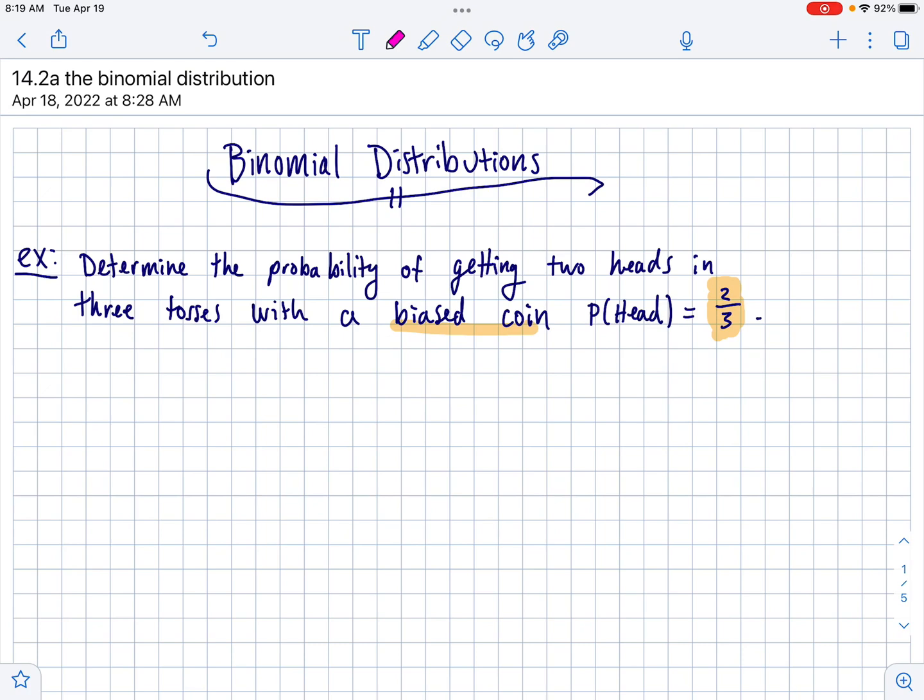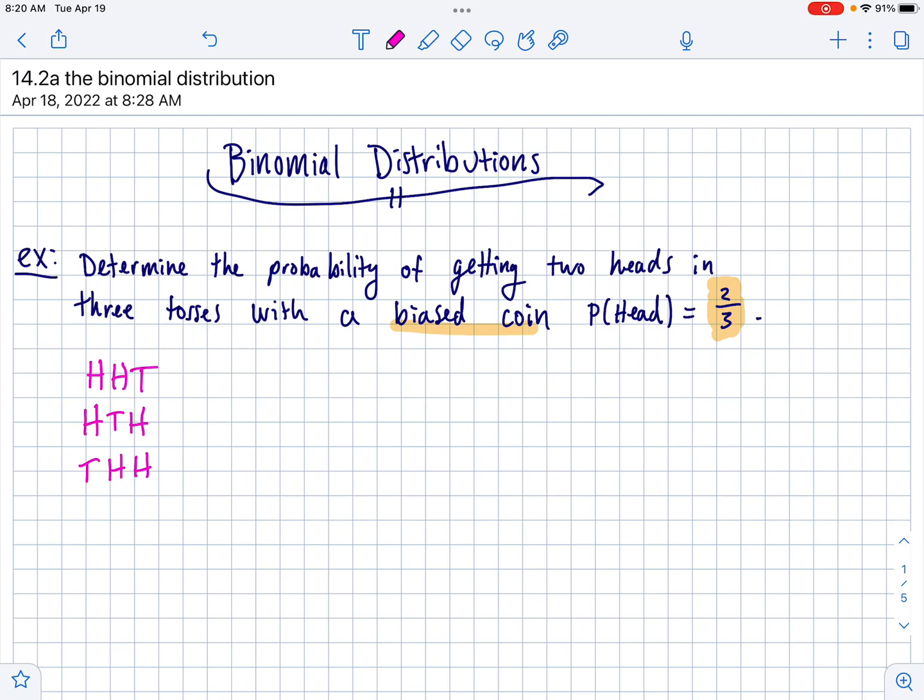So the problem with this is that in 3 tosses, there's several ways that you can get 2 heads. And we've been doing a lot of warm-ups like this where it could be heads, heads, tails, or it could be heads, tails, heads, or it could be tails, heads, heads. So there's 3 different ways this can go. So what we have to do is find the probability of each of those and then add them all together.